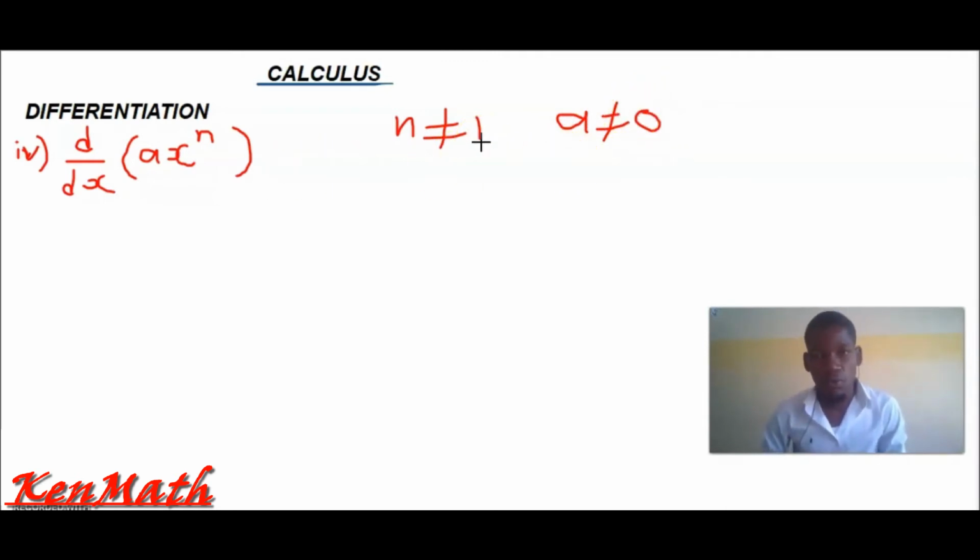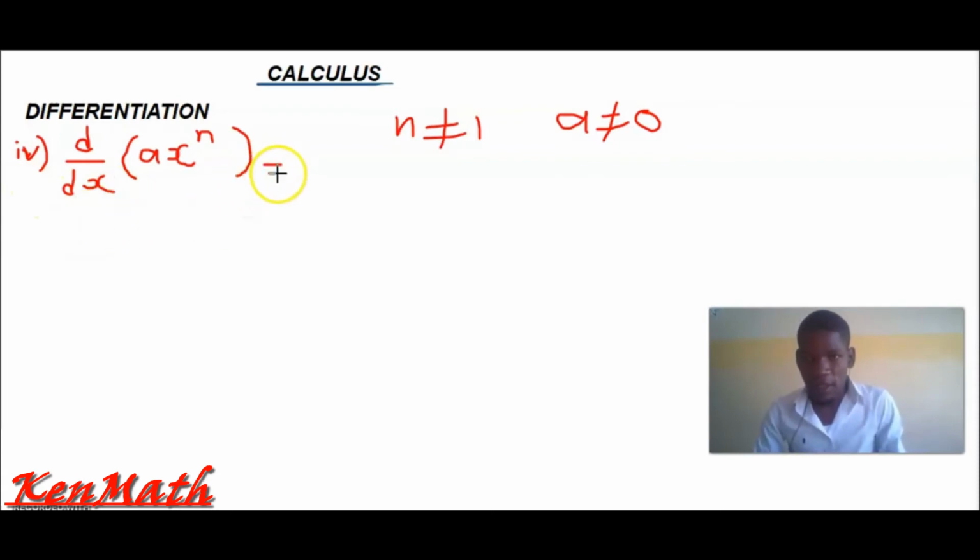It can be 2, it can be to the power 3, 4, 5, and so on. This a can be 2, 1, 3, 4, and so on. So a is not equal to 0, and n is not equal to 1. That's what we're talking about.